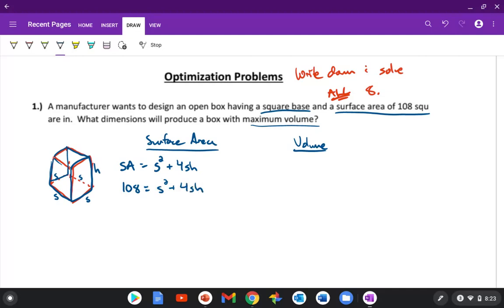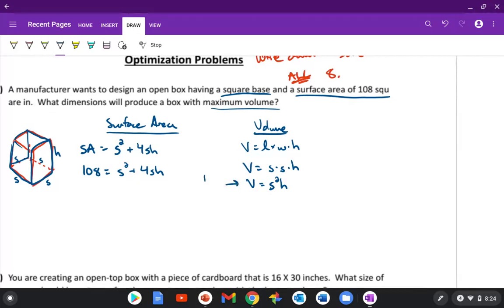And then let's take a look over at volume. So volume for any like rectangular prism would be length times width times height, right? Generally, length times width times height. So in this scenario, our length and our width are both S, so it's like S times S. And then our height will just be height. So we've got really S squared H would be volume. And this is what we want to maximize, right?